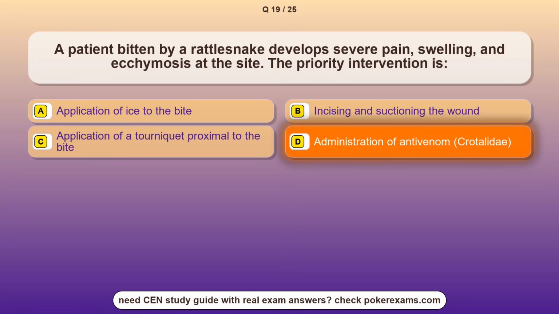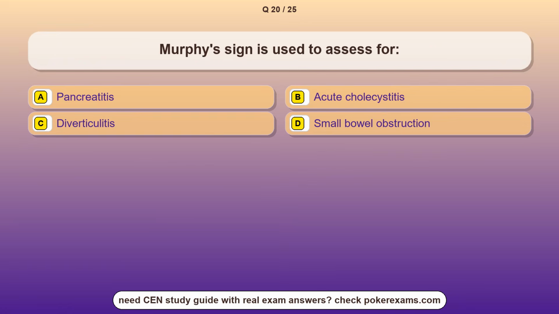The correct answer is option D, administration of antivenom, crotalidae. Question 20. Murphy's sign is used to assess for: Option A, pancreatitis. Option B, acute cholecystitis. Option C, diverticulitis. Option D, small bowel obstruction.